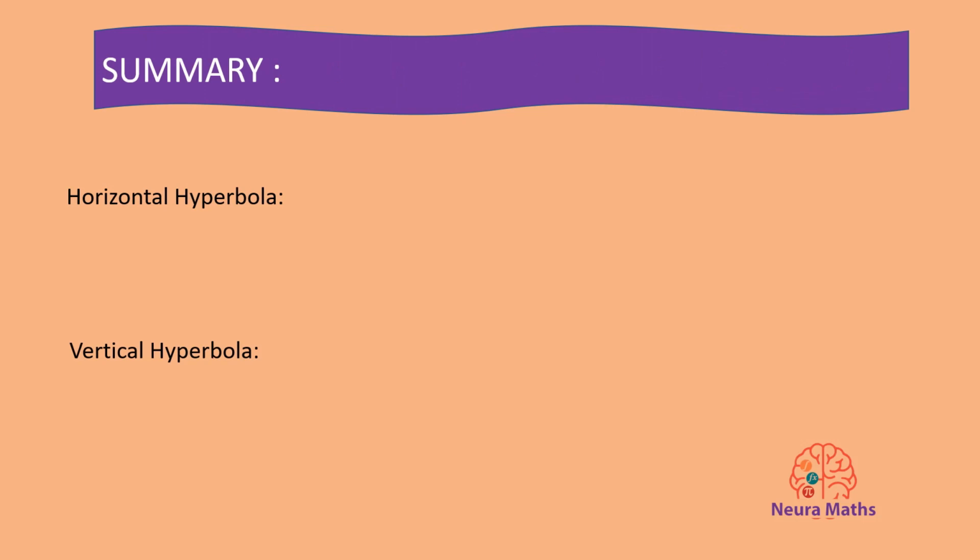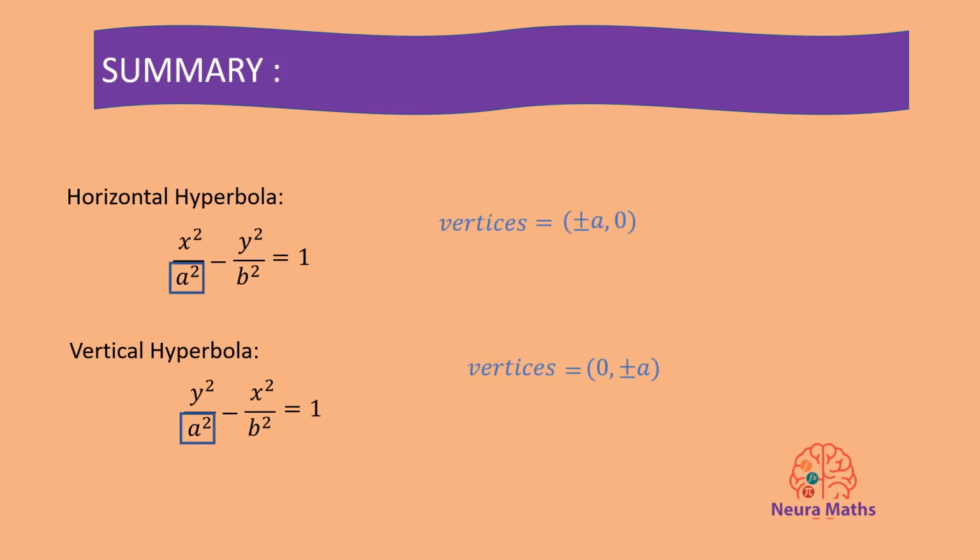If its equation starts with the x squared term, then it is horizontal, but if its equation starts with the y squared term, then it is vertical. In both cases, the vertices come from the first denominator and the co-vertices come from the second denominator.